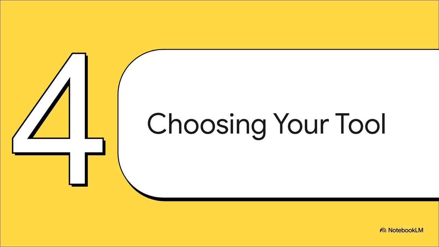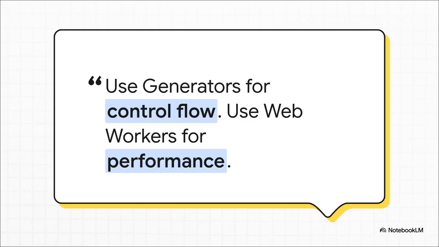So now for the final step. Let's put this knowledge into practice. We're going to distill everything we've just talked about into one simple, actionable rule that'll guide your decision-making from here on out. And here it is, the one rule to remember. Use generators for control flow. Use web workers for performance.